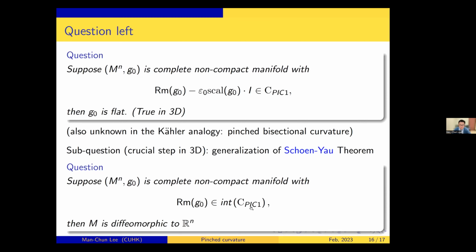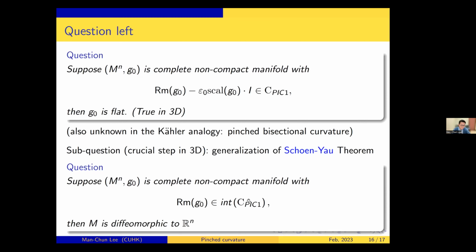Okay, so you can see that the PIC1 condition shares a lot of important properties with the Ricci curvature. When you reduce back to Ricci curvature in three dimensions, we have a lot of classification or topological consequences. And then in high dimensions, we have some, but not a full story yet. So that's why we should ask the same question.